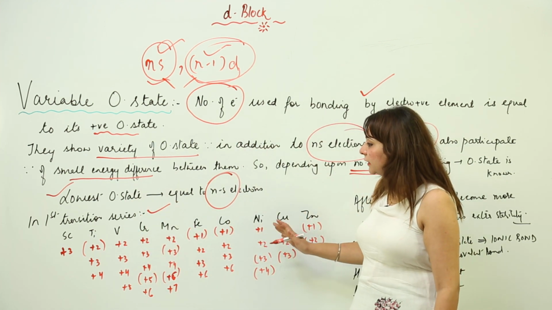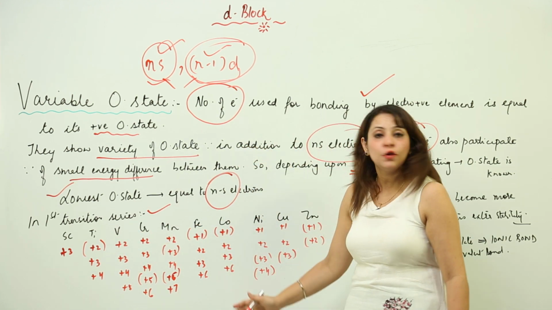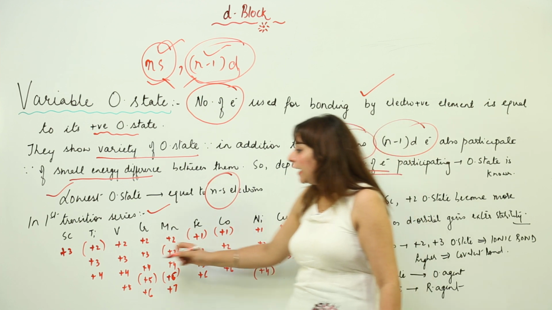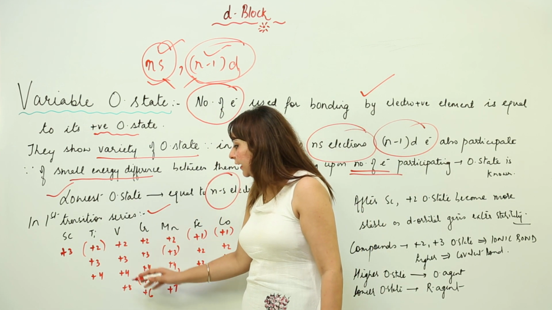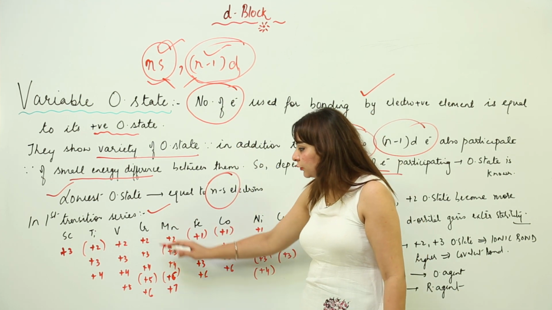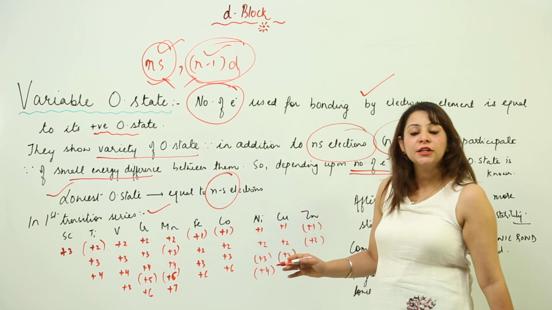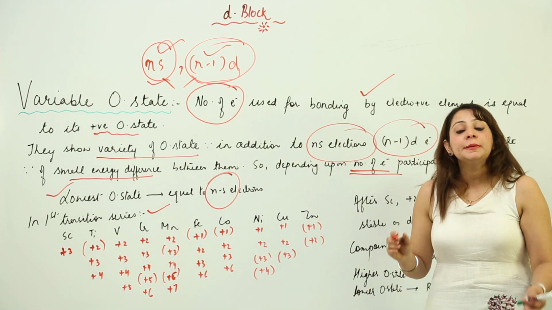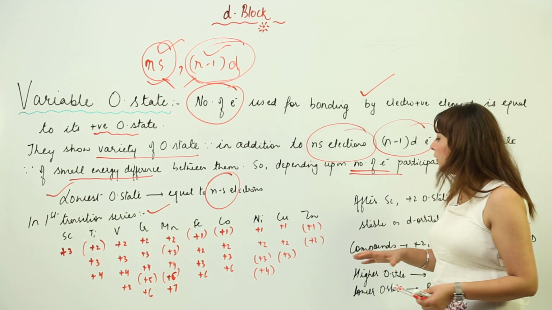See, we have scandium, titanium, vanadium, chromium. See how a variety of oxidation states they are showing. Scandium can show +3, titanium can show +2, +3, +4. Vanadium can also show these kinds of states. Chromium can show +2, +3, +4, +5, +6, and all of them can show a variety of oxidation states, depending upon how many electrons are participating in the bond formation.